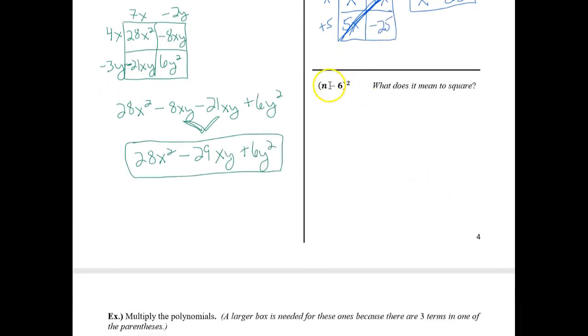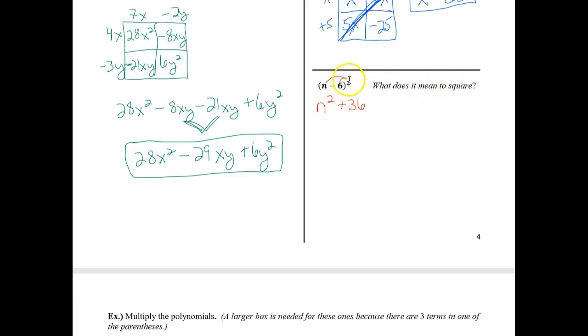Alright, this last example here says n minus 6, that whole quantity squared. Now I'm going to do two things. This is the most common thing that I see students do. They try to do this. And they say, oh, the answer is going to be n times n is n squared, and negative 6 times negative 6 is positive 36. Okay, well, let's keep that there for a minute, but then let's think about what a square means.